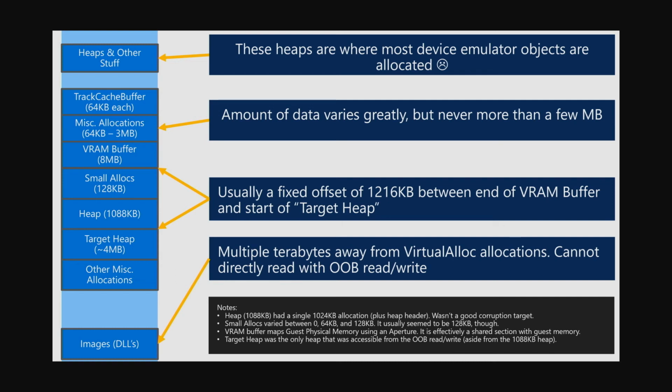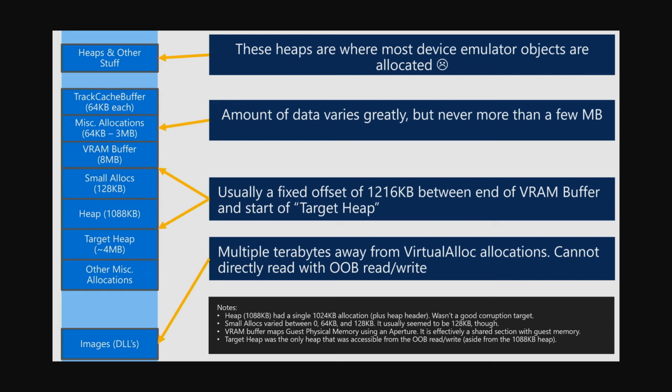However, there was this one heap that I am going to refer to as the target heap for the purposes of this talk. It was a 4 megabyte heap, and I could read and write it from the track cache buffer using the out of bounds primitive that I had. And the other nice thing is that this target heap also seemed to be at a fixed offset from the VRAM buffer.